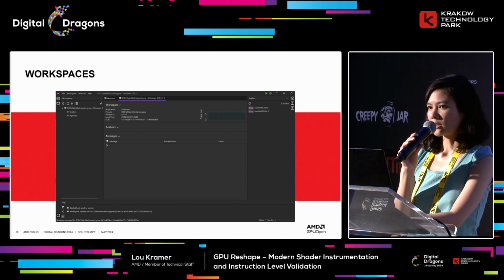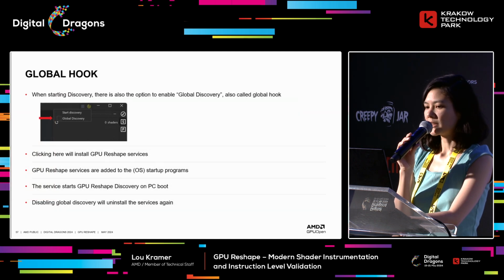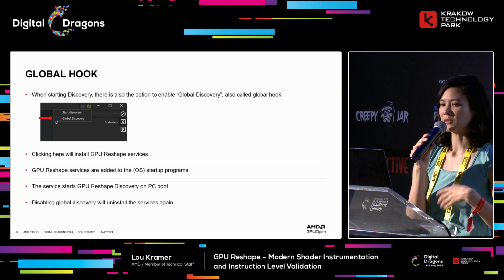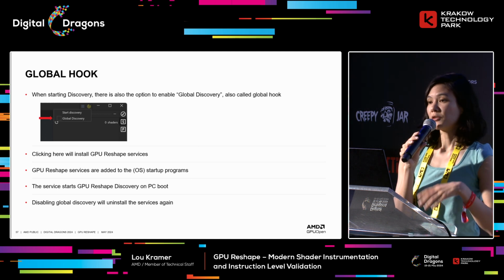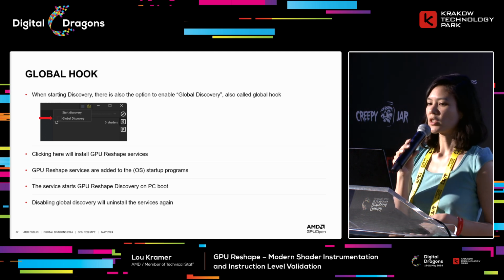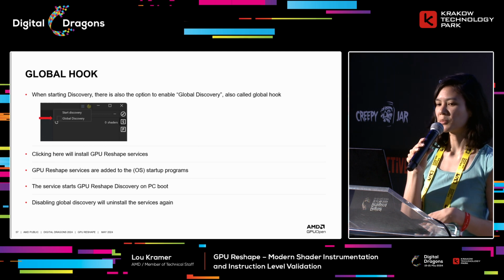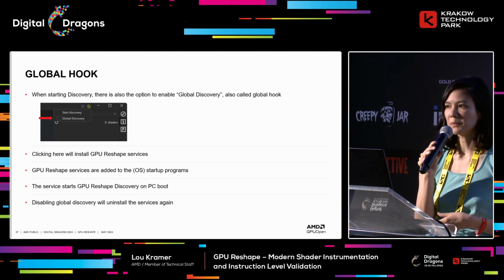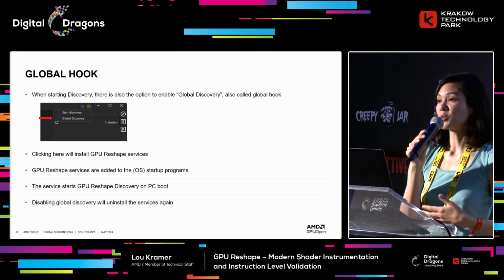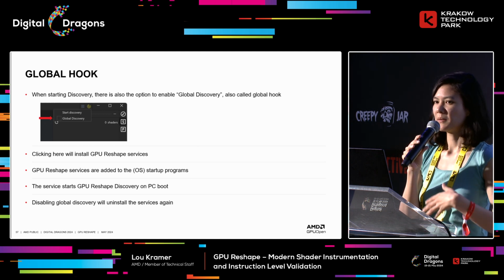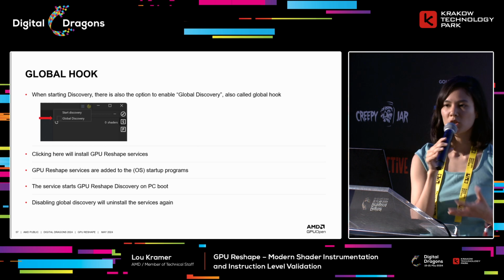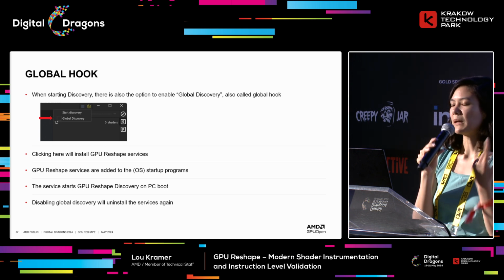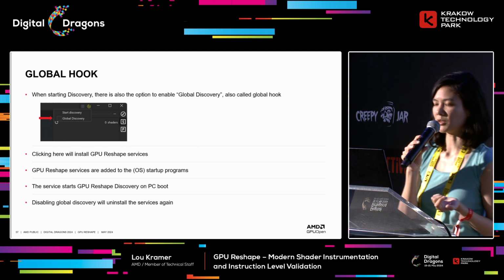So you might have noticed when you were enabling discovery that there's also a so-called global hook, or also called global discovery. If you click there, it will install GPU Reshape services. And services basically enables GPU Reshape discoverability on system startup. So this makes sure that GPU Reshape tracks all your applications automatically without you manually remembering to enable discovery.